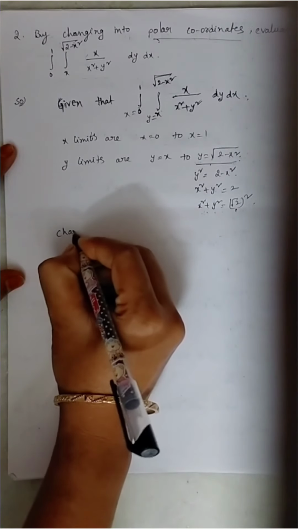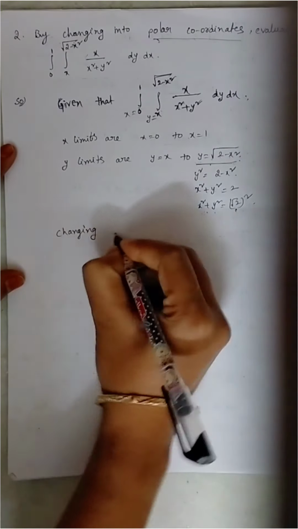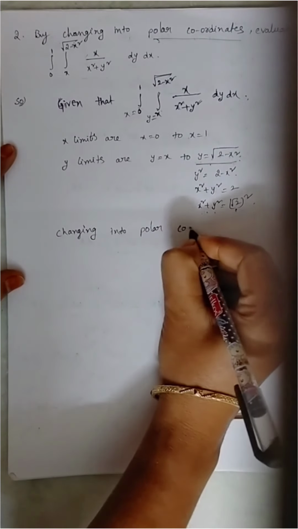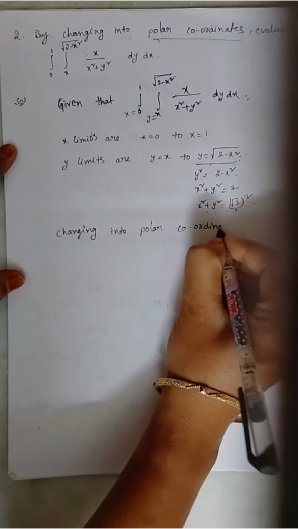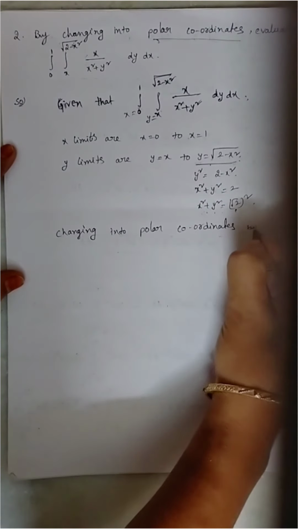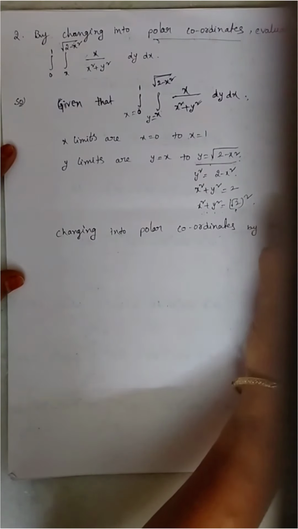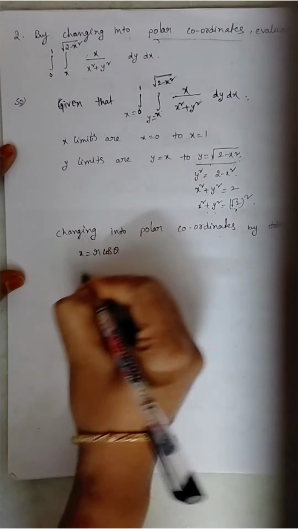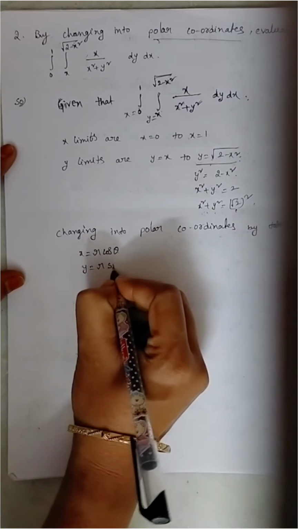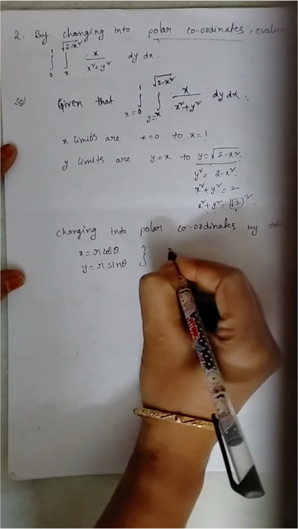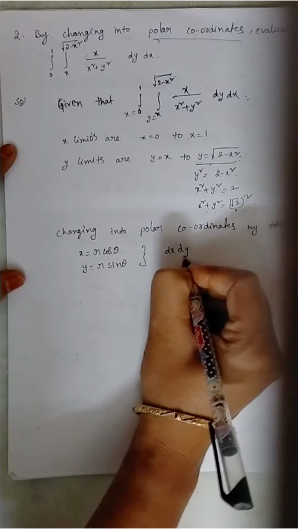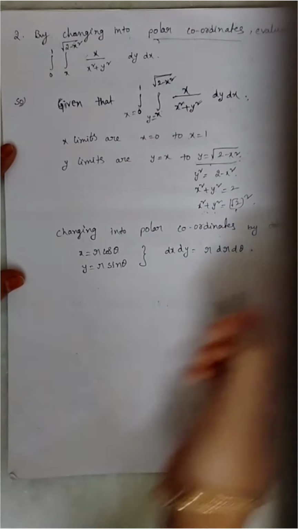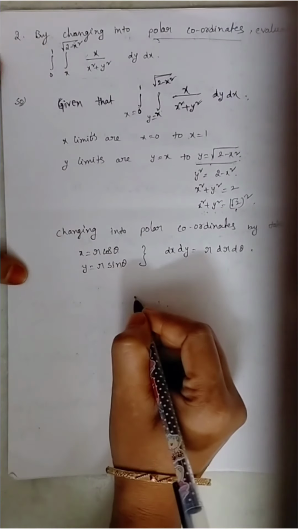Changing into polar coordinates by putting x equals r cos theta, y equals r sin theta, and dx dy equals r dr d theta. Okay, now we have to find the limits.